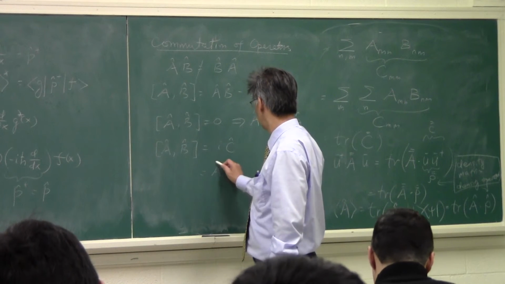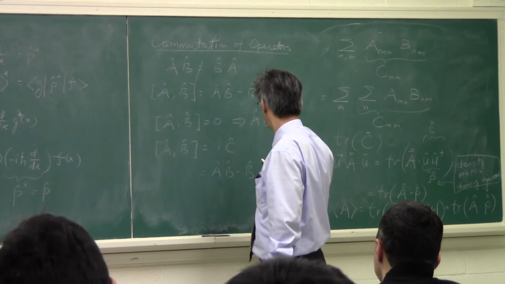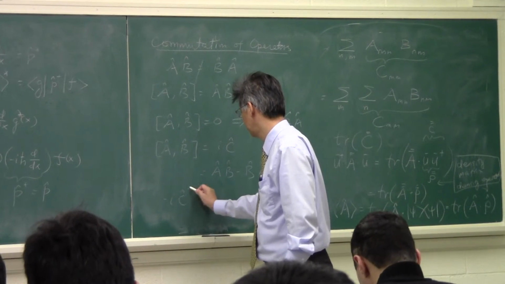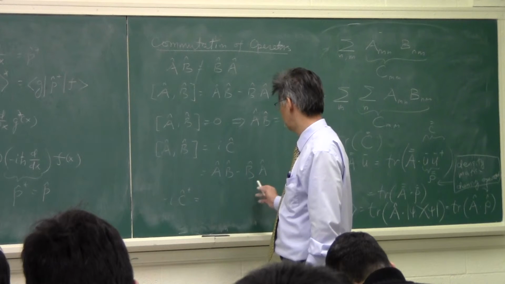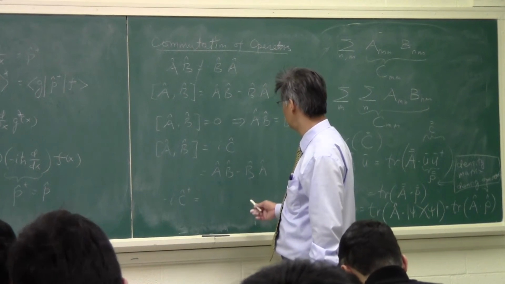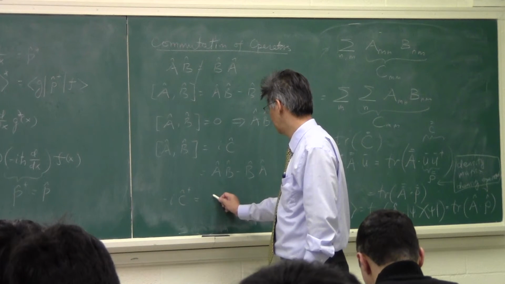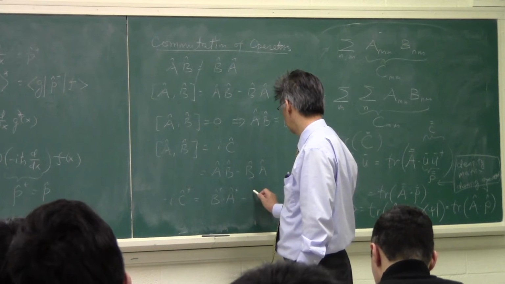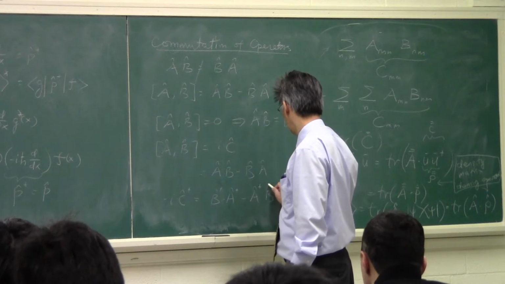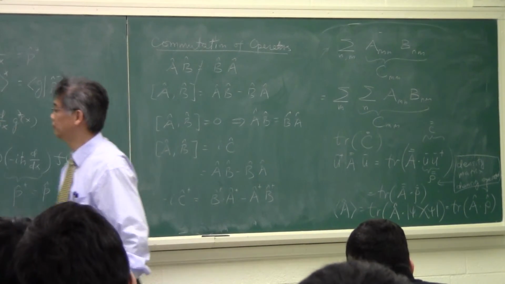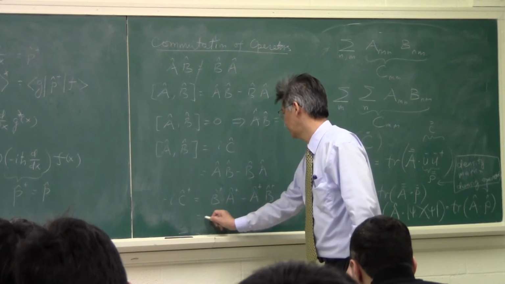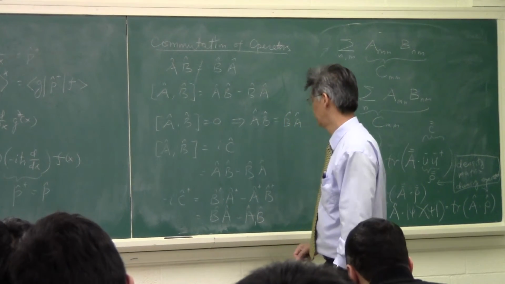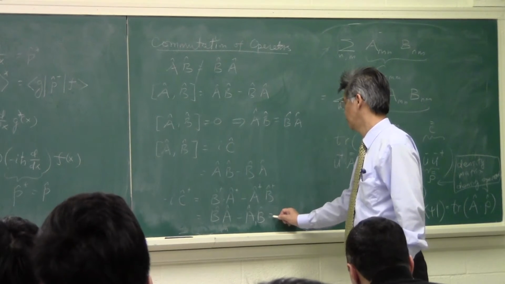If I expand this out, it's AB minus BA. And if I take the Hermitian conjugate transpose of both sides, (iC)† is equal to, knowing that these are all Hermitian matrices, B†A† minus A†B†, if I use this rule. But these are Hermitian matrices, so they are just BA minus AB. So this is just minus the commutator.